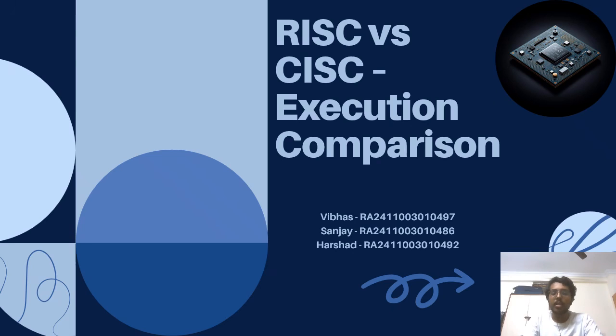Today we are breaking down the differences between two major processor architectures, RISC and CISC. These choices shape everything from performance to energy usage in devices you may use every day.